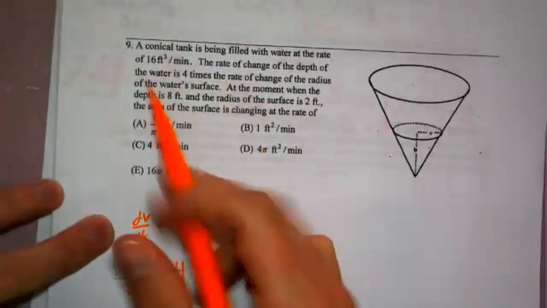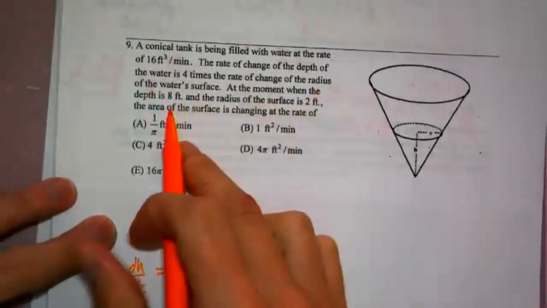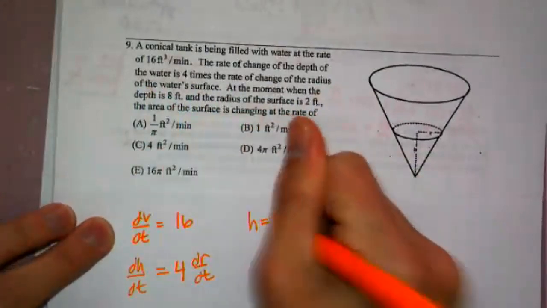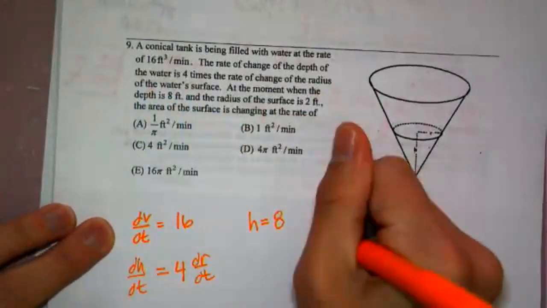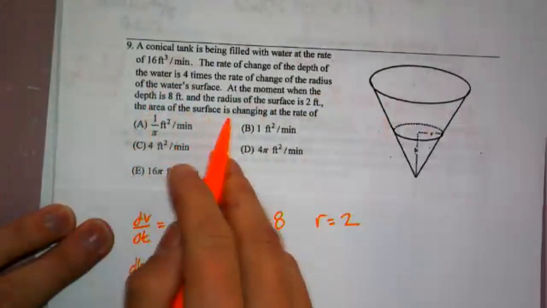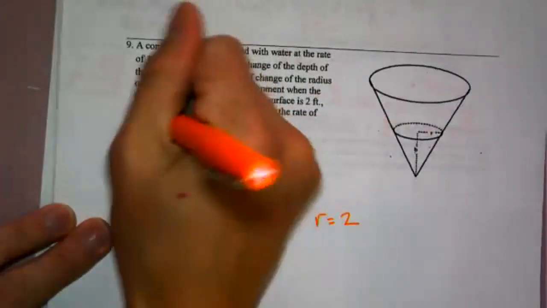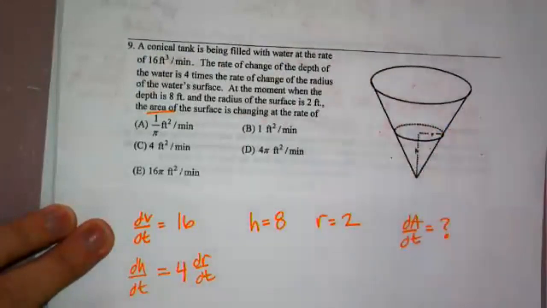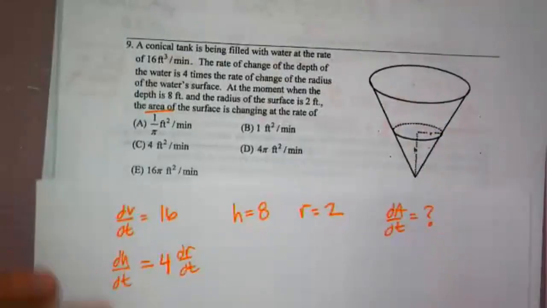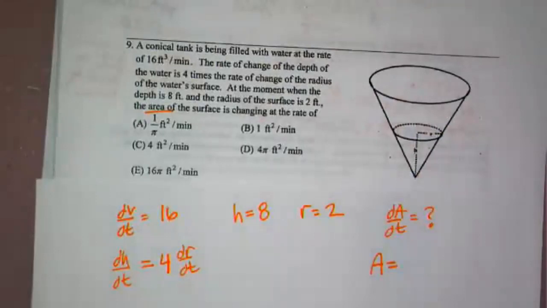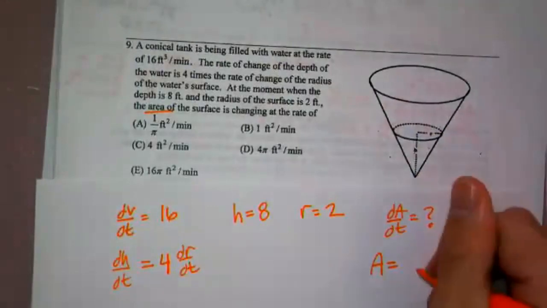All right, so I'm just writing down what the problem says. At the moment when the depth is 8 feet, so what is 8 going to represent? Height. So the moment when the height is 8 and the radius is 2, the area of the surface is changing at a rate of what? So I'm looking for dA/dt. What is the formula for the area of the surface? What is my surface in the shape of? A circle, so pi r squared.